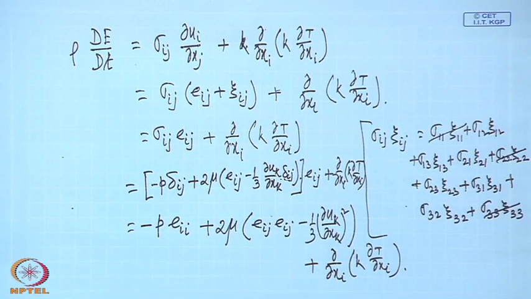And what is E? E ij is du i dx j. So E kk is du k dx k. So that is what we have written. Du k dx k and E kk are the same. So either you write E kk squared or du k dx k squared, anything.